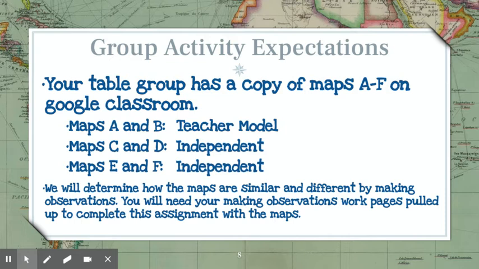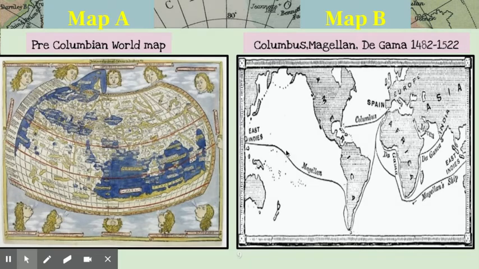So at home, I have 6 maps on this slideshow. I'm going to show you how to look at the similarities and differences of map A and B. And you are going to tell me the similarities and differences of map C through F. So we're going to determine how they're the same and how they're different. And be sure that you already have your work page pulled up for this assignment, which you should, because we just did the brain dump on our work pages.